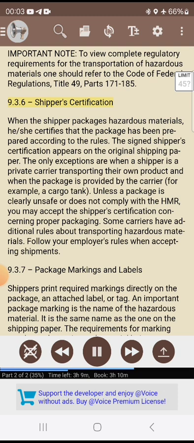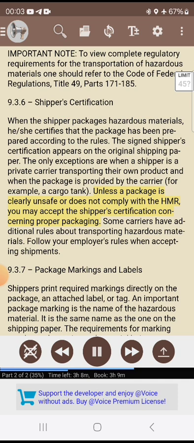9.3.6 Shipper's Certification. When the shipper packages hazardous materials, he/she certifies that the package has been prepared according to the rules. The signed shipper's certification appears on the original shipping paper. The only exceptions are when a shipper is a private carrier transporting their own product and when the package is provided by the carrier, for example, a cargo tank.